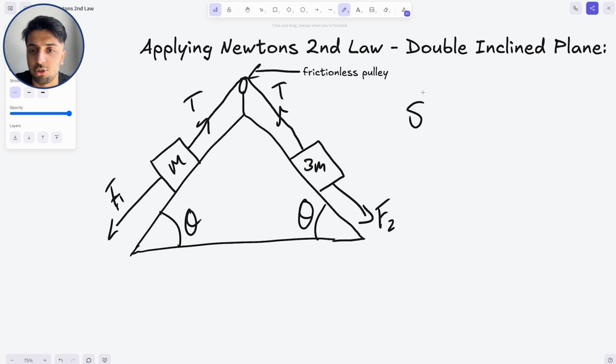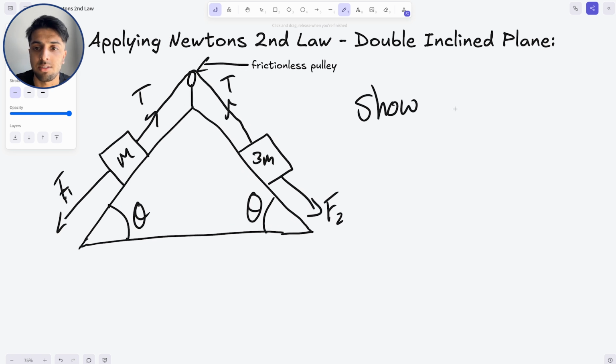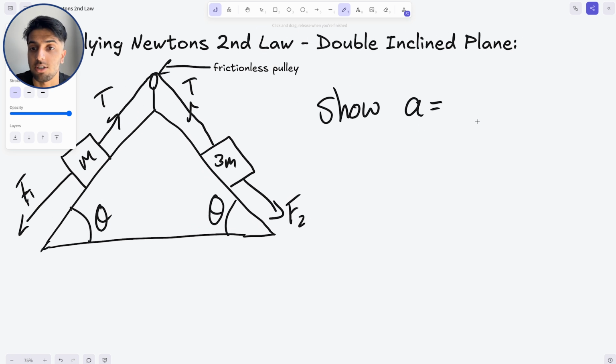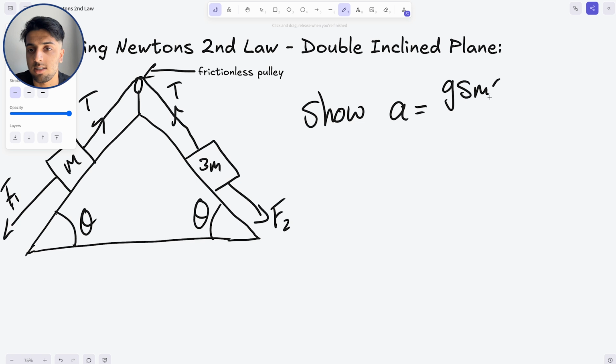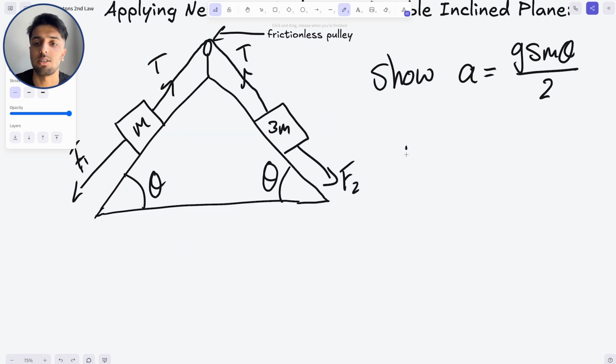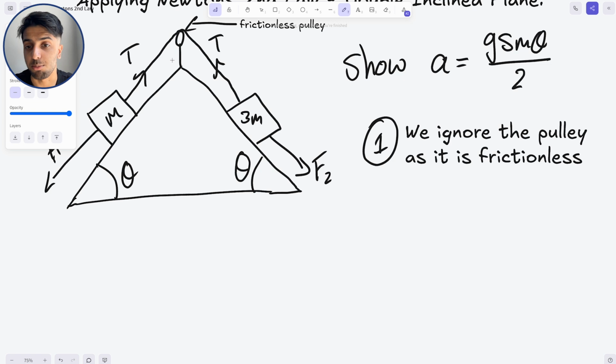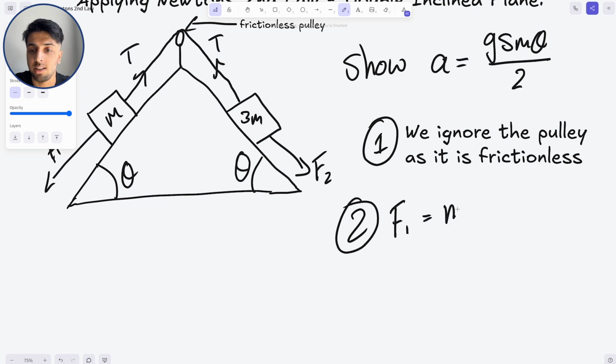For this problem, we want to show that the acceleration is equal to g sine theta over 2. So a couple of things we need to take into consideration. First one being we can ignore the pulley as it is frictionless, so there's no effect on the overall net force. Second one being that F1 is equal to mg sine theta, and F2 is equal to 3mg sine theta.